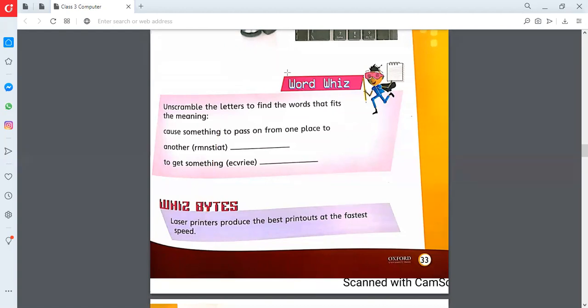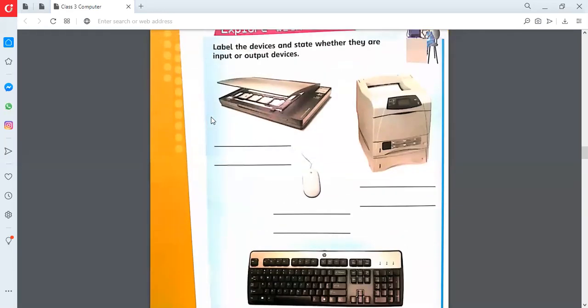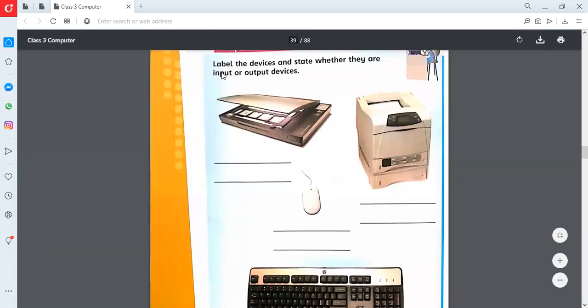Now we are moving towards page number 34. Everybody should open page number 34 in their computer book. On page number 34, we have a question. What is the question saying? The question is saying: label the devices and state whether they are input or output devices.